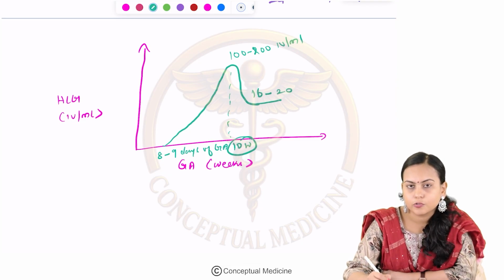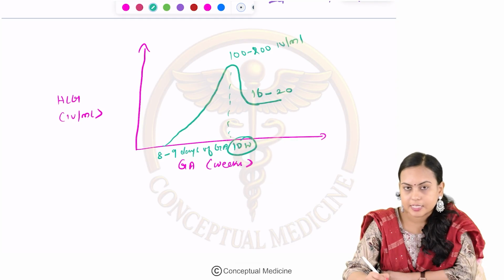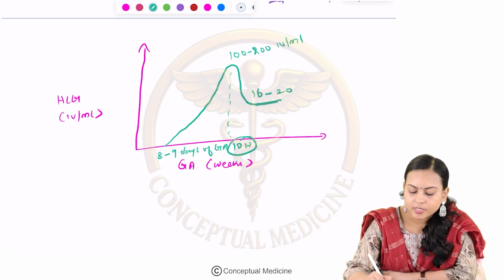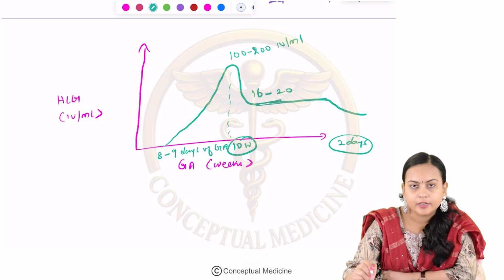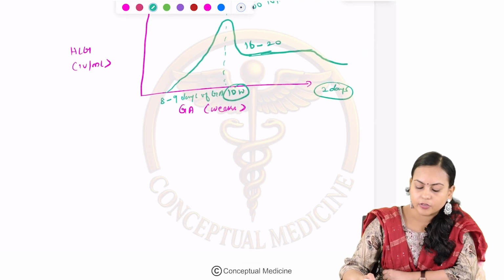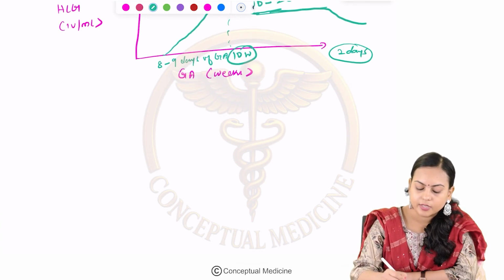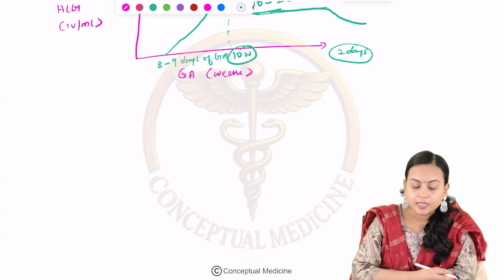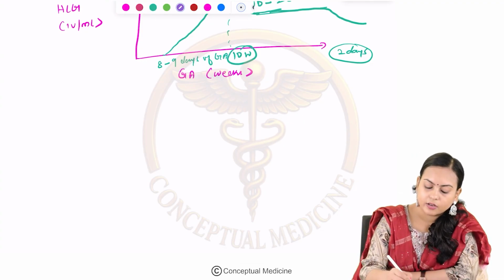If you want to choose a best answer, you can choose 16 weeks, and this is going to remain in the plateau level itself till delivery, and after delivery it will take another 2 more days to clear it from the bloodstream. Okay. So, this is how the hormone HCG is going to be in different stages. And now we will see what are the various conditions causing changes in the HCG levels.